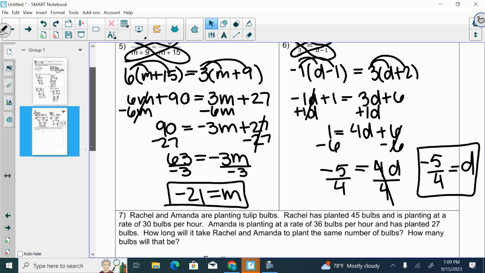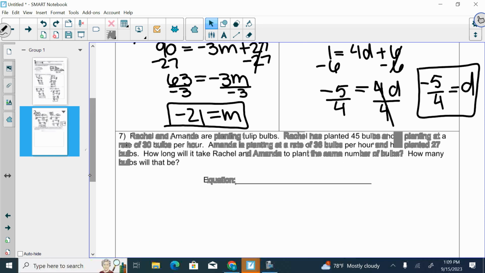Okay, last one says that Rachel and Amanda are planting tulips. Rachel has planted 45 bulbs and is planting at a rate of 30 bulbs per hour. So she already has planted how much? 45. Okay, so we're starting out with 45, right? And what does that word "and" mean? Plus. Good. She's planting at a rate of 30 bulbs per hour. So how would I write 30 per hour? 30x. Very good.